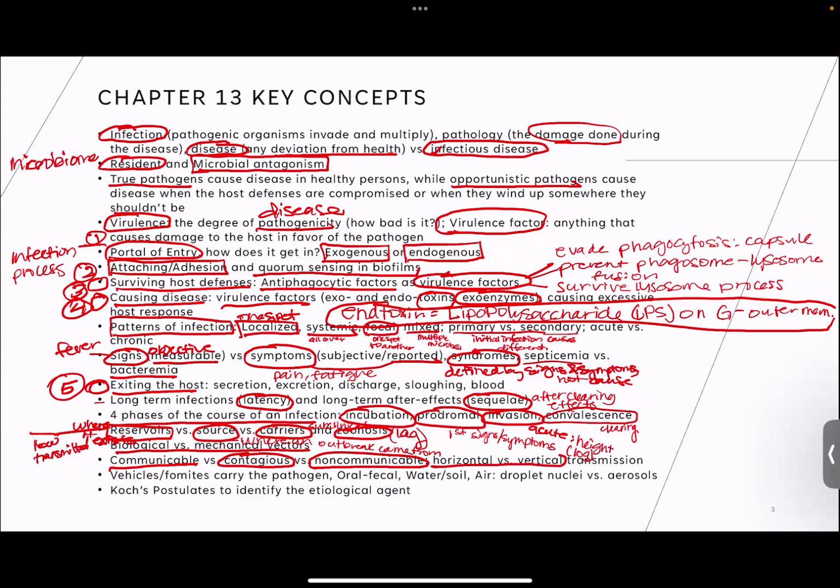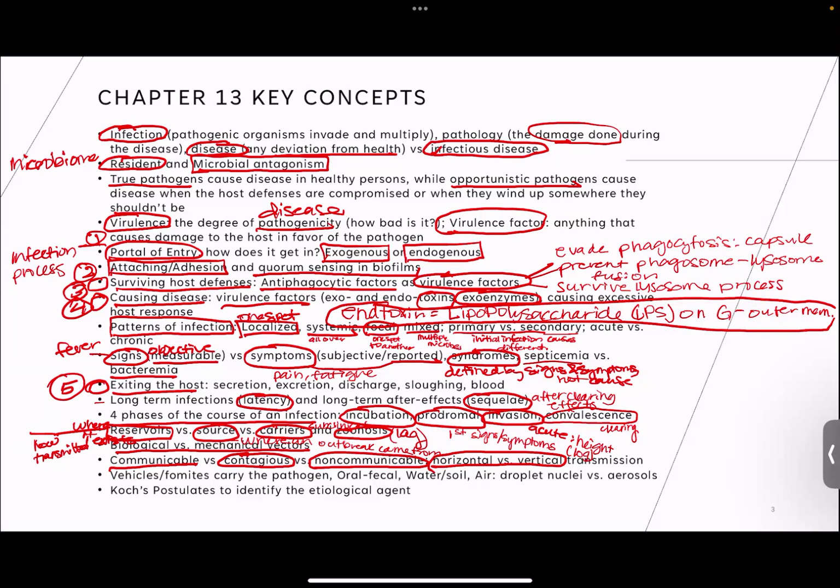Horizontal versus vertical transmission. We kind of talked about this previously, but just to remind us, vertical is from parent to offspring. I mixed it up. I think of it like a family tree, how they would be stacked vertically, like the mom down to the kids. That's vertical transmission. Horizontal is from person to person.